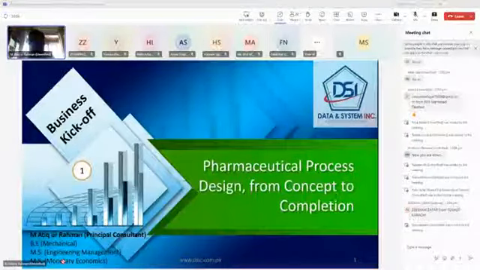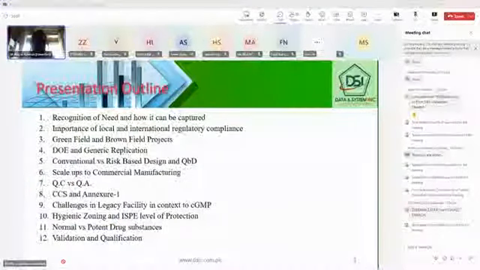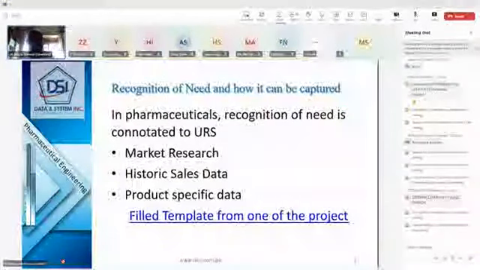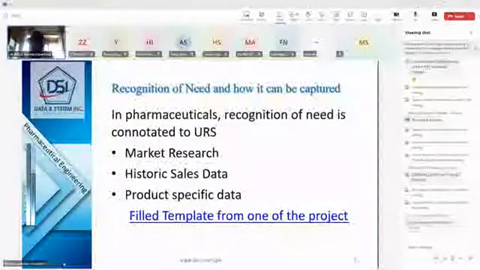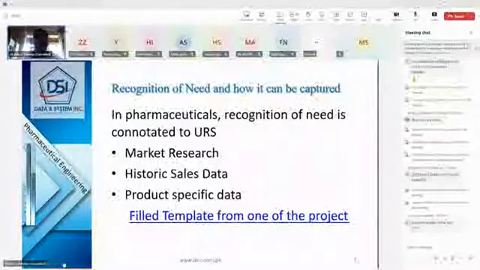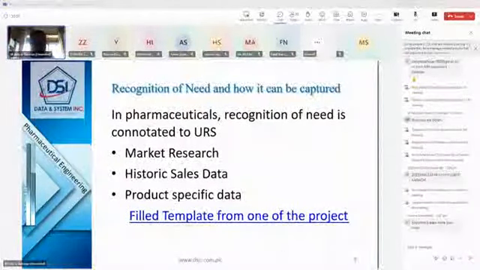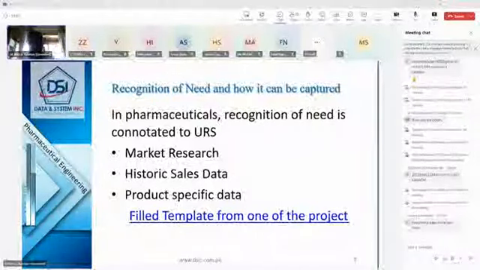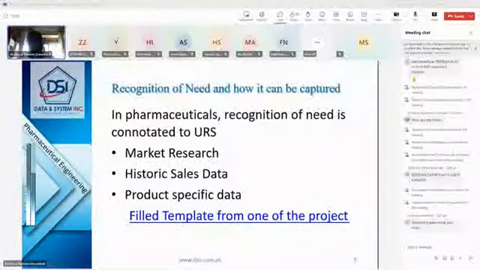Starts from the recognition of need. So, recognition of need and how it can be captured. Recognition of need means that first of all, you must know before investing into the plant which products you are interested in, or which products are feasible for you to manufacture and market in the region which you are targeting. So, for example, there are various products.